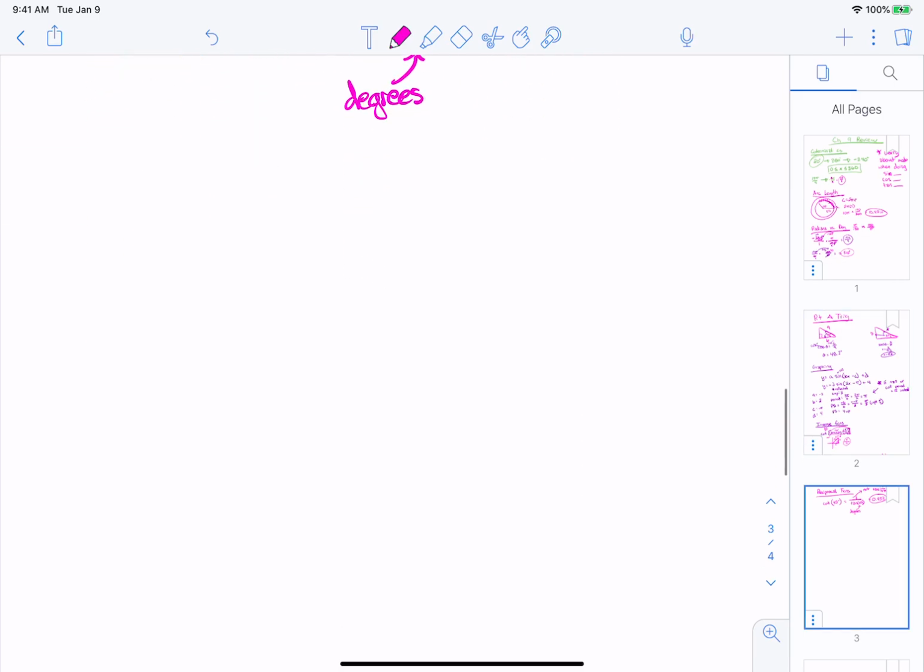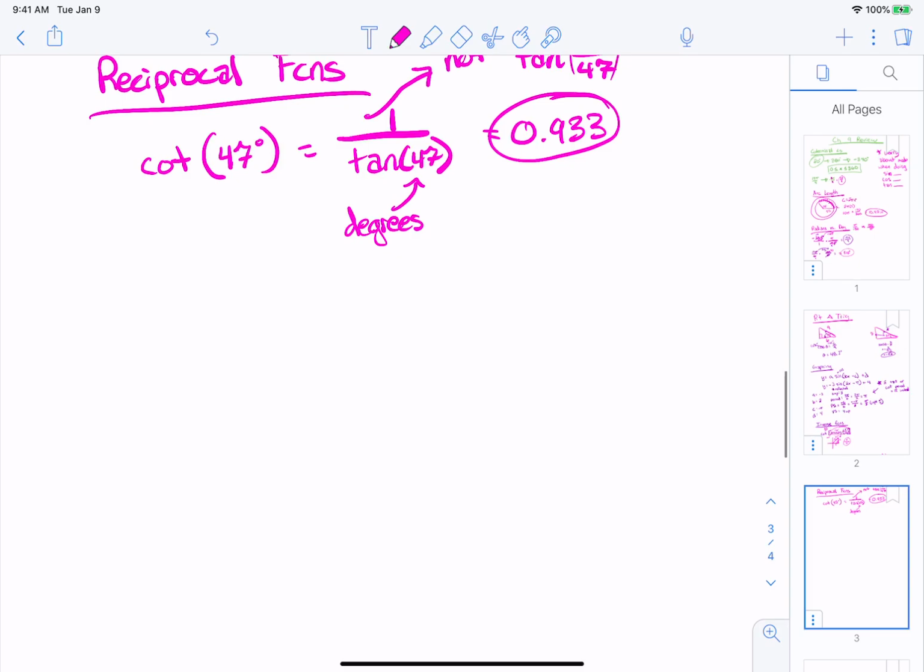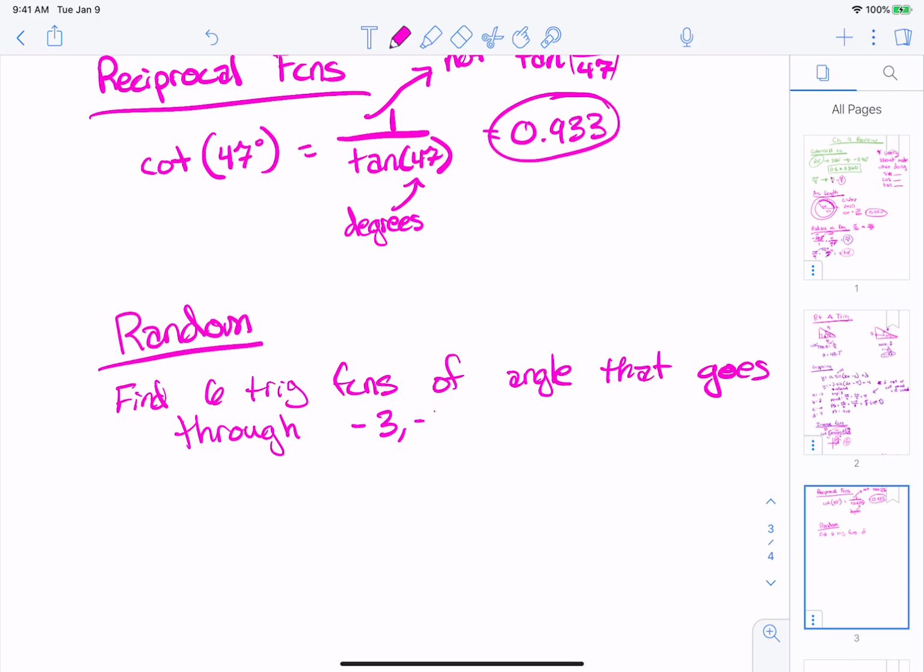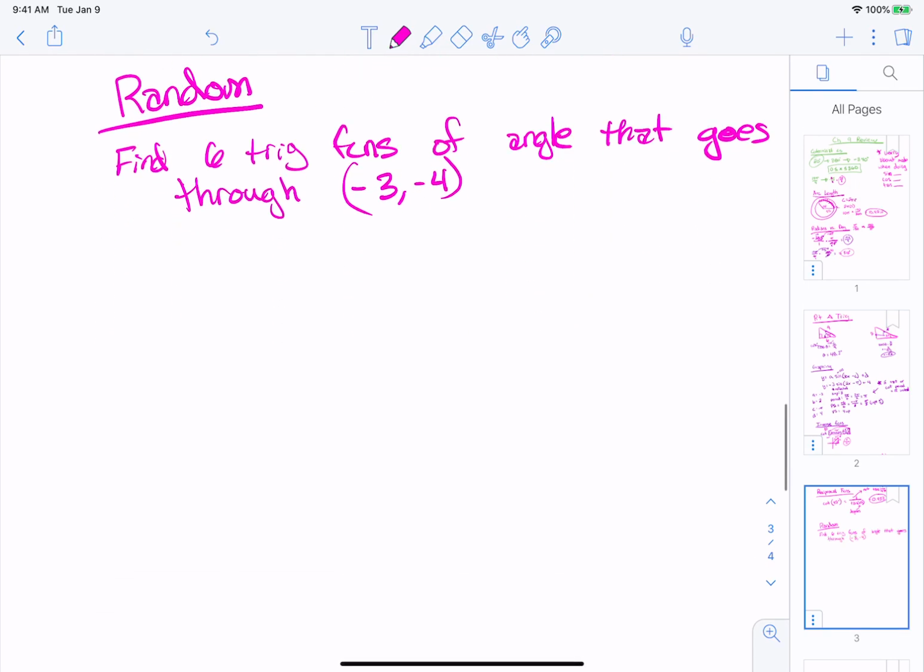Let's say I give you the point. I'm picking really nice numbers. Let's say I pick the point. I say find the 6 trig functions of the angle that goes through -3, -4. How do you do that?